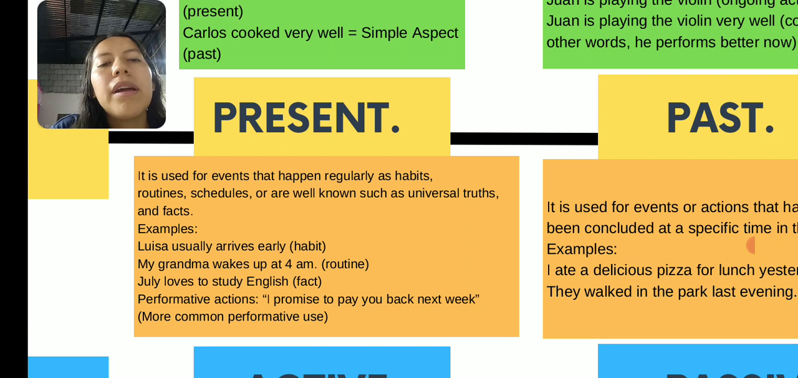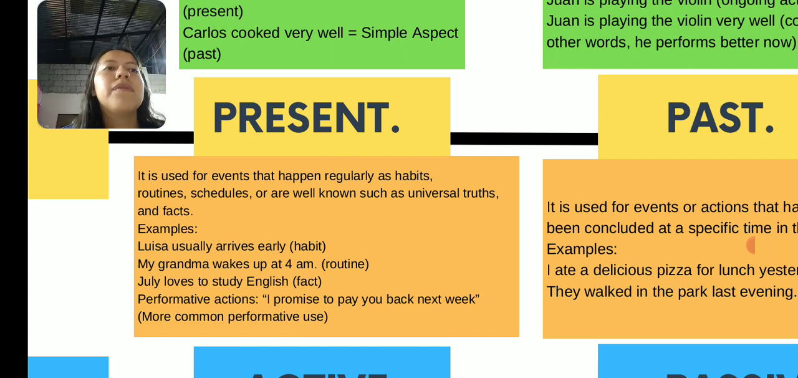It's important to understand another use of the present tense: performative actions with performative verbs like promise, sentence, pronounce, command, or something like that. For example, I promise to pay you back next week. This performative use is more common.